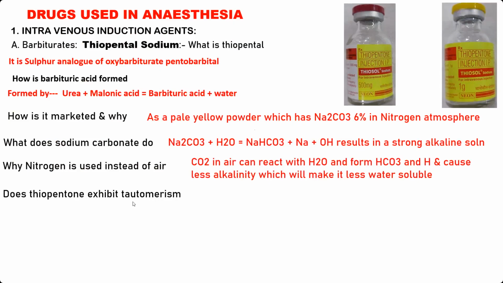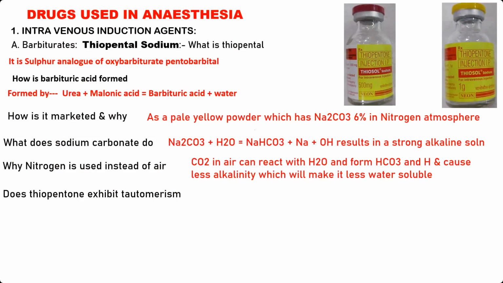And does it exhibit tautomerism? Yes, sir. What is tautomerism? So the drug can have two forms. It can become water soluble and also lipid soluble. At different pHs, it behaves in a different manner. That is what is called tautomerism.